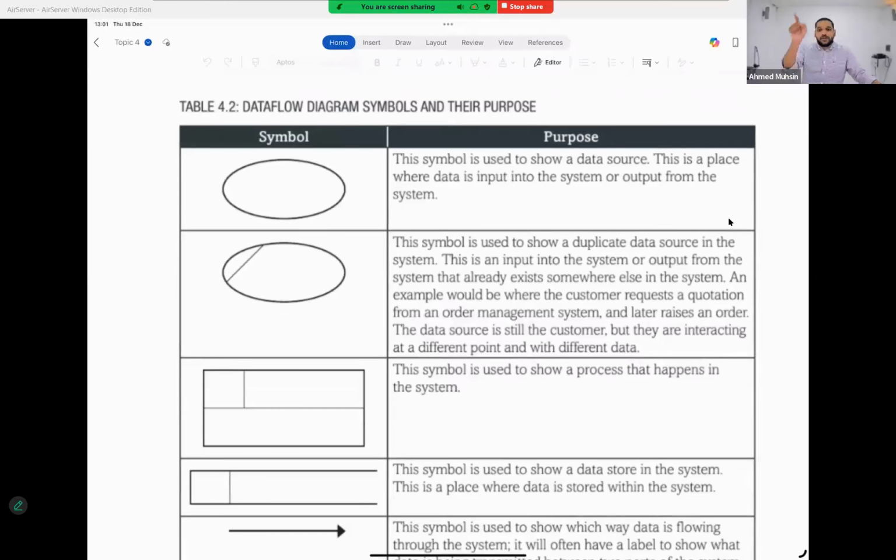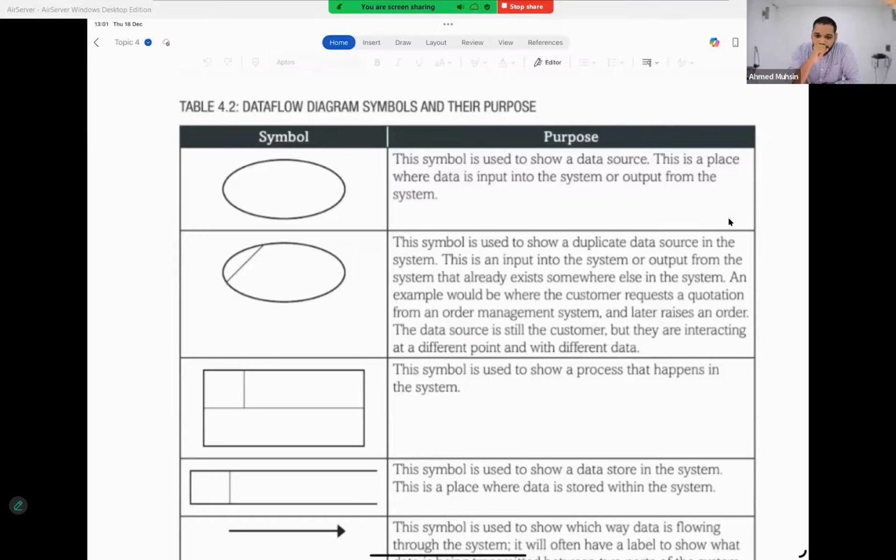So everybody, the oval shaped symbol represents a what? It represents a source. Something that is entering data into the system or something that is receiving data from the system. What do we call it? You can call it a source, or you can call it an entity. Everybody okay with this? We'll be drawing it.